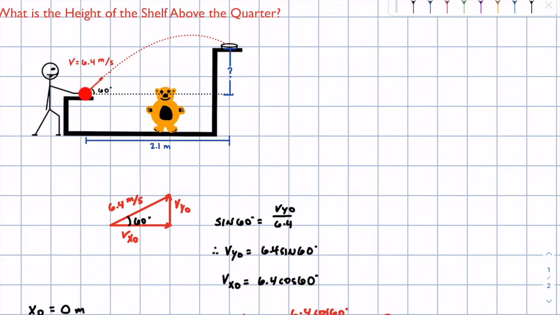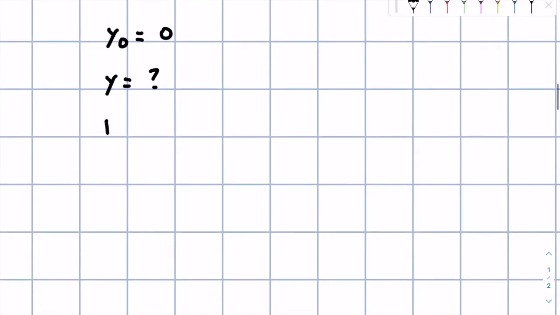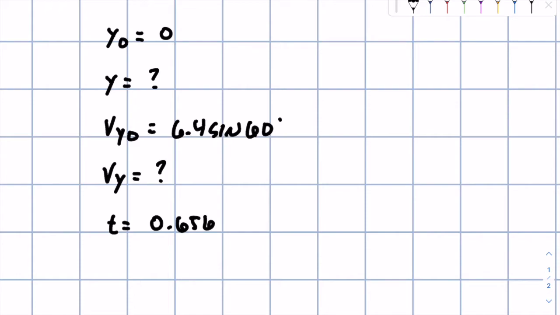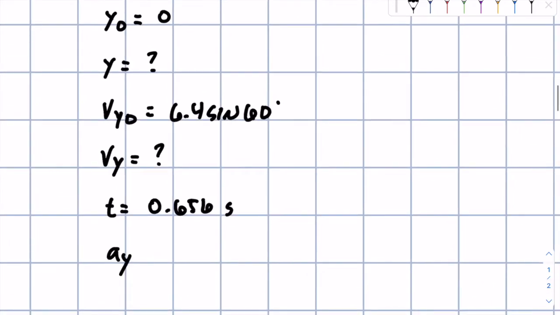So by calling this 0, whatever value we get for y final is going to be the distance from here to there. All right, so Vy naught is equal to 6.4 sine 60 degrees. We did that earlier. The initial y, we don't know. The time it takes to get there, we said, was 0.656 seconds. And the acceleration due to gravity is always negative 9.81 meters per second squared, unless you're on a different planet. Then it's something else.